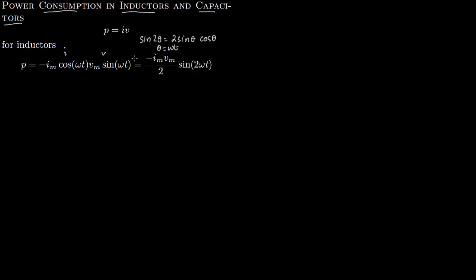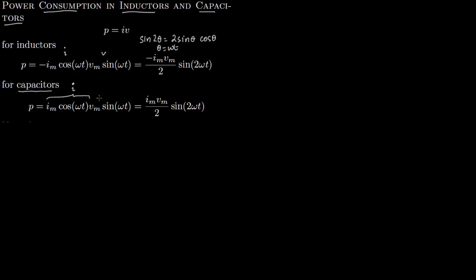So for capacitors, we found out that the current was Im cos of omega t, and this part was the voltage Vm sin of omega t. Again you use the same formula here, divide by 2 and then you get sin of 2 omega t.